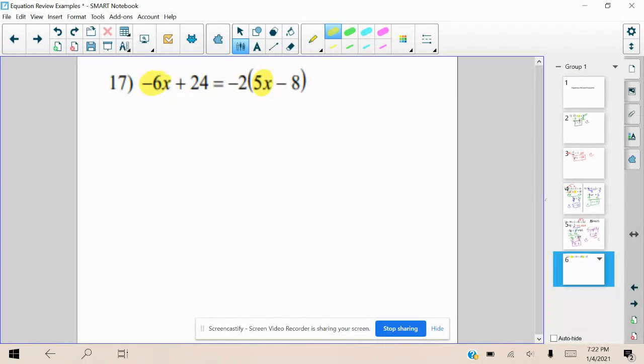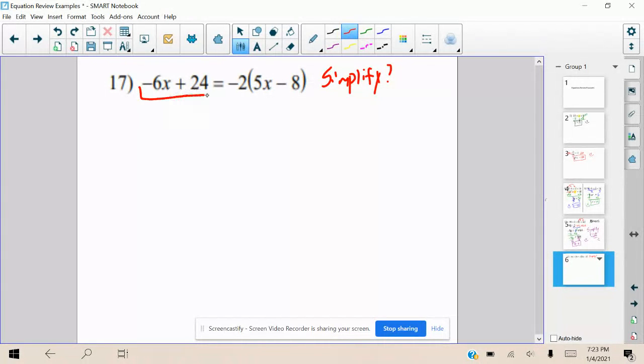I have a negative 6x on the left-hand side. I right now have a positive 5x on the right-hand side, which means eventually I'm going to have to move my variables to one side and my constants to the other. But we can't do that just yet because we have all these other terms going on. So we want to look at each side and see if we can simplify.